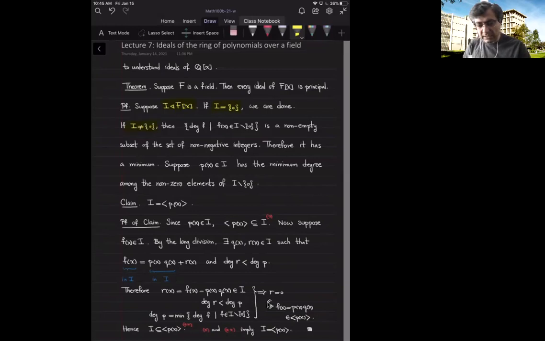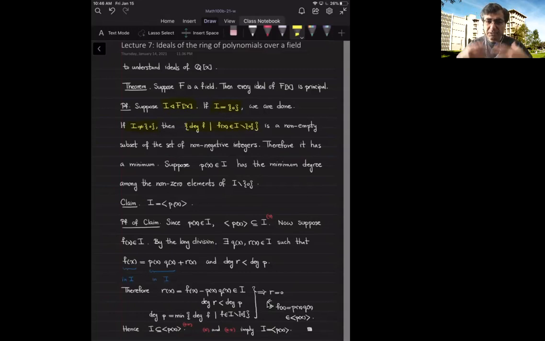That means when I look at the degree of the functions, I can find some non-zero polynomial inside I, and then I look at the degree of these non-zero polynomials. By definition, these are going to be non-negative integers. So we end up getting a non-empty subset of non-negative integers. So I'm looking at possible degrees of elements inside I, only non-zero elements inside I. And what I'm going to do is take the minimum of such degrees.